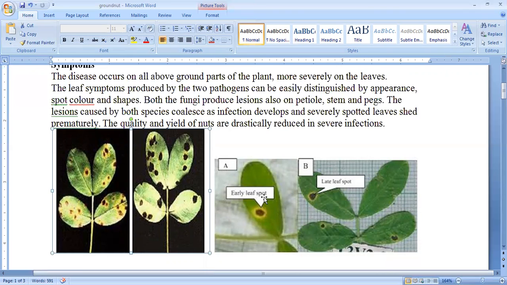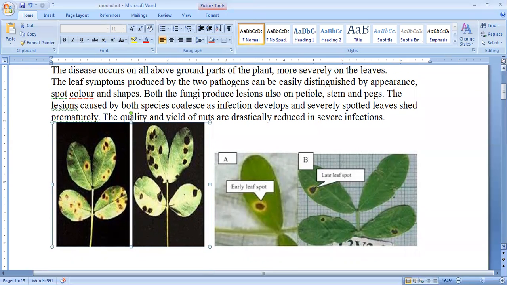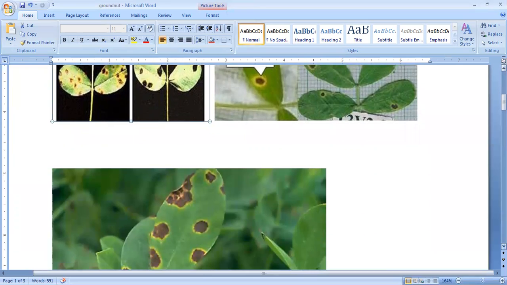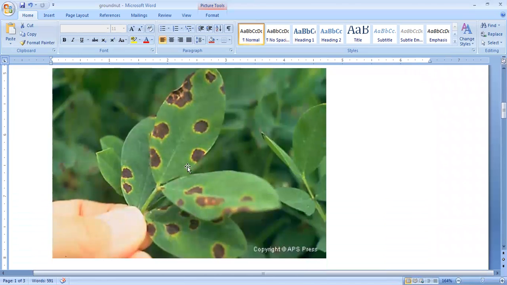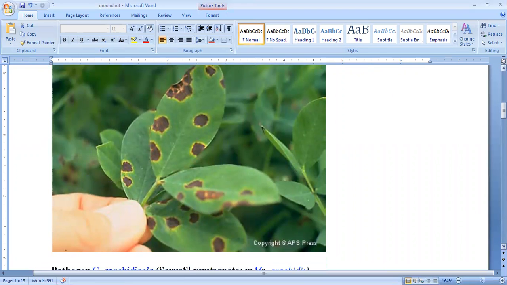Here you can see this is the early leaf spot and this is the late leaf spot, Cercospora arachidicola and Cercospora personata. Here's another picture showing the distinction between the two, early leaf spot and late. And here as it progresses, it destroys the whole leaf and premature falling of leaf takes place.